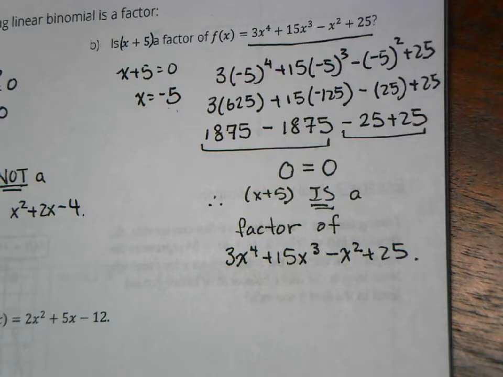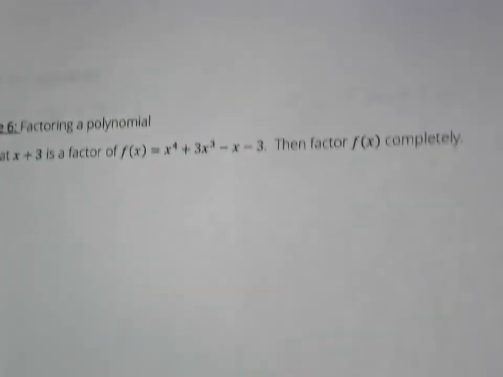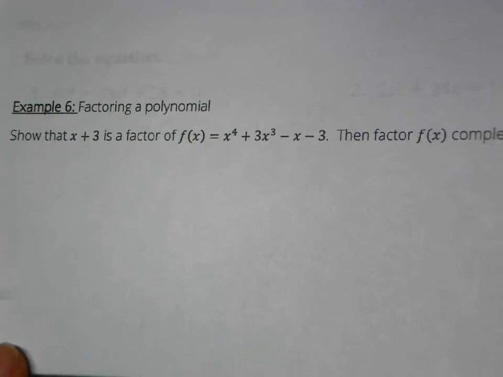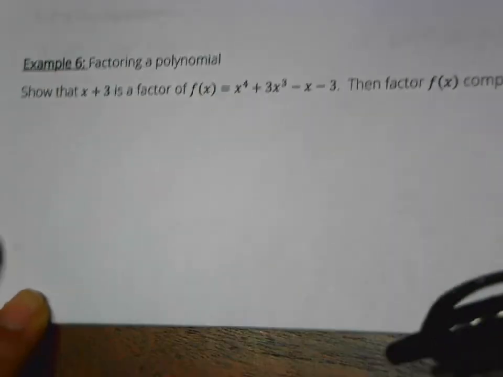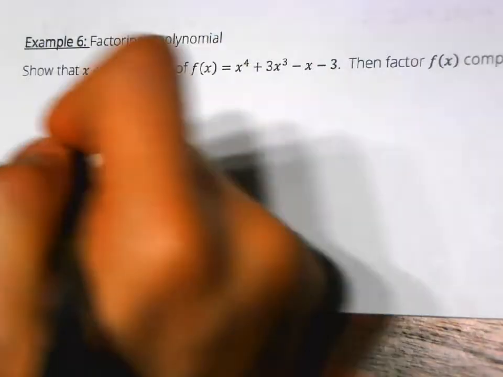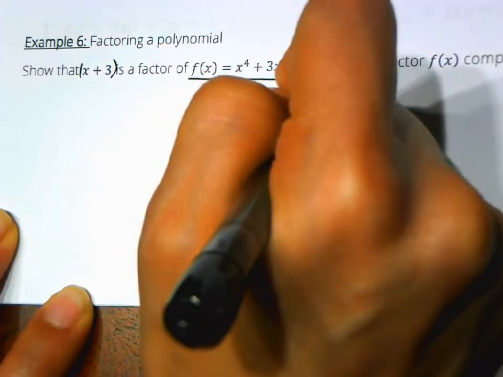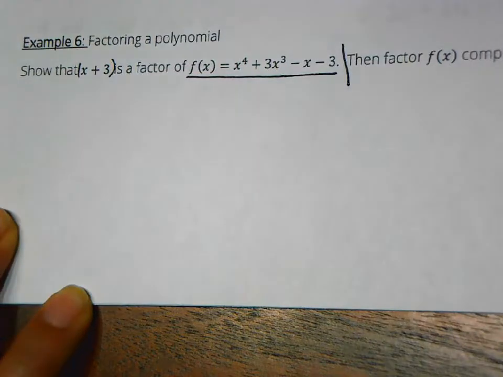Now that we know if something is a factor or not, we can determine that before trying to factor a polynomial completely out. So let's take a look at the bottom, example number 6 right here. There's two things that they're asking you to do. One, they're asking you to show that x plus 3 is a factor of this polynomial. So that's part 1.